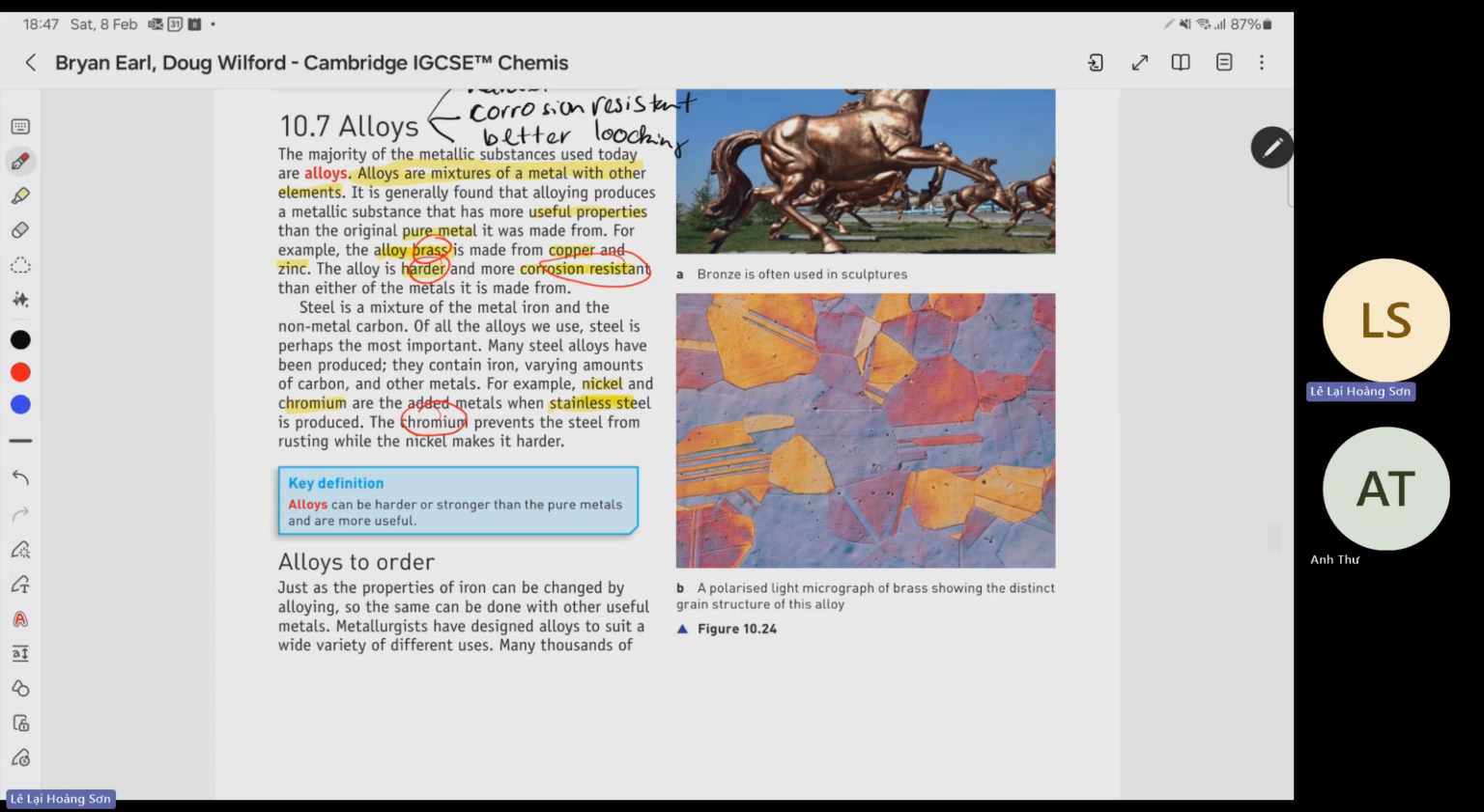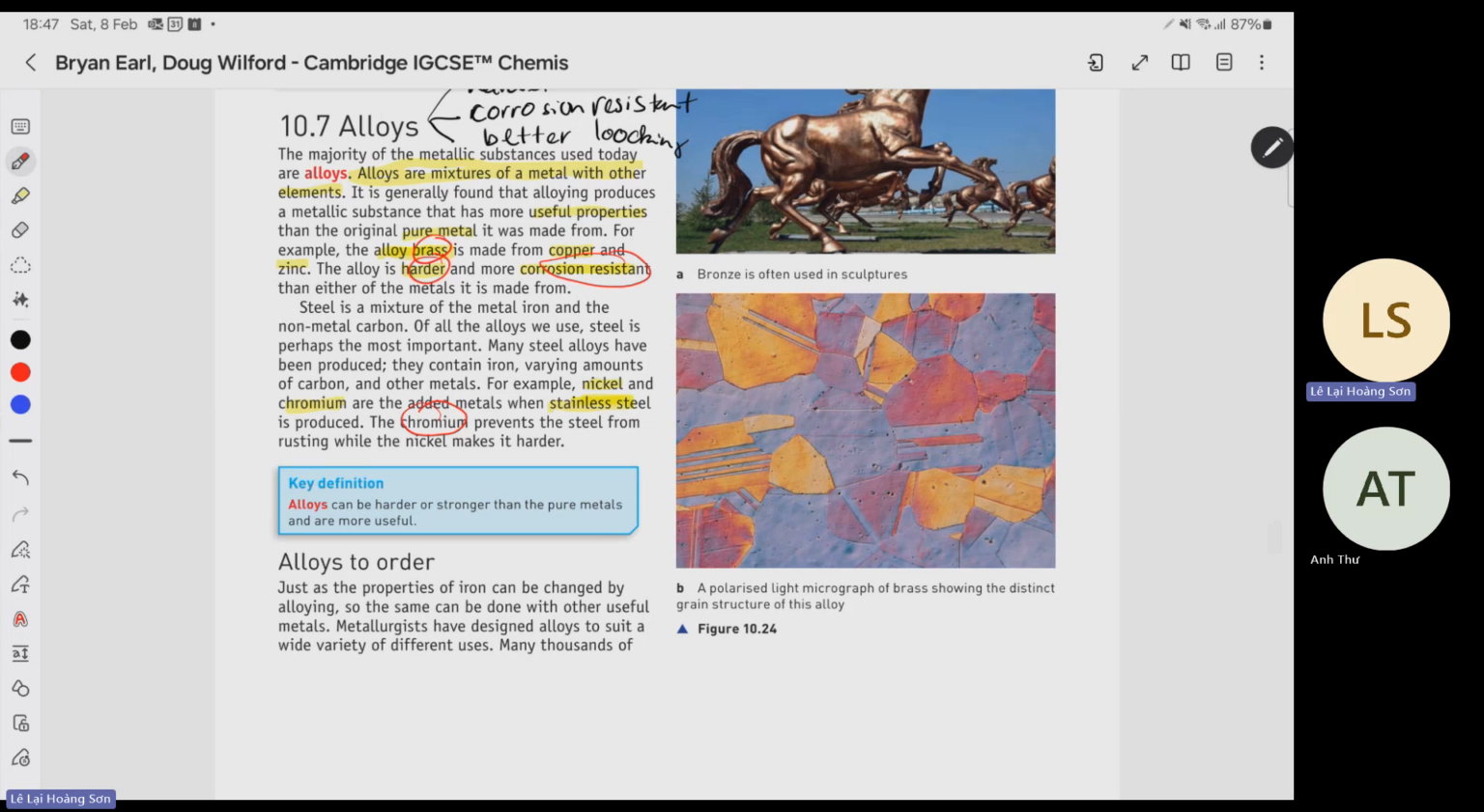All right, let's move on to the next part. Next time I'm gonna have some questions regarding brass or stainless steel. I may ask, to make brass, what is the metal that we introduce to copper? You should be able to tell me that's zinc, and it makes the brass harder and more resistant to corrosion.